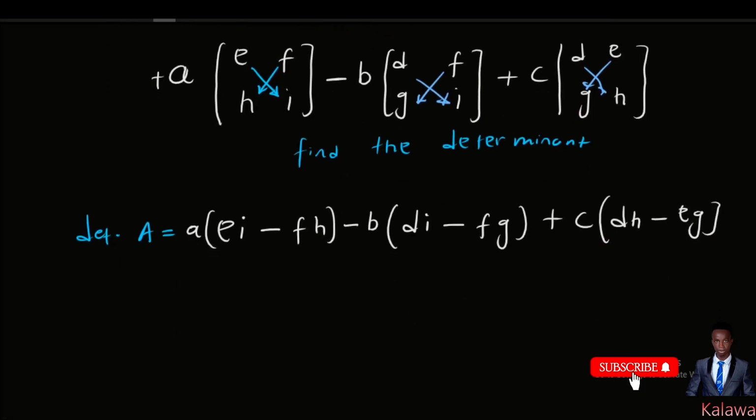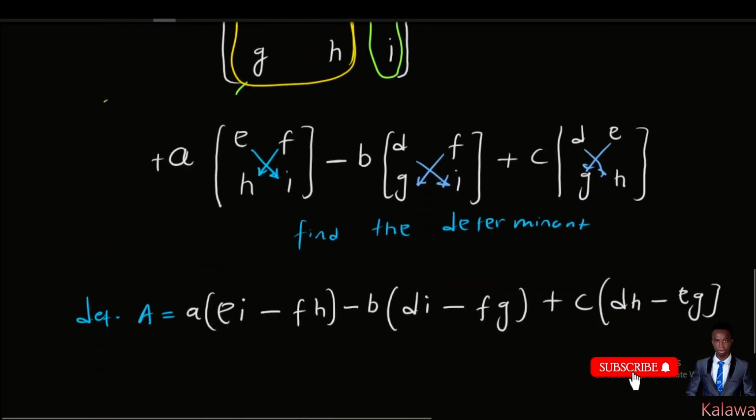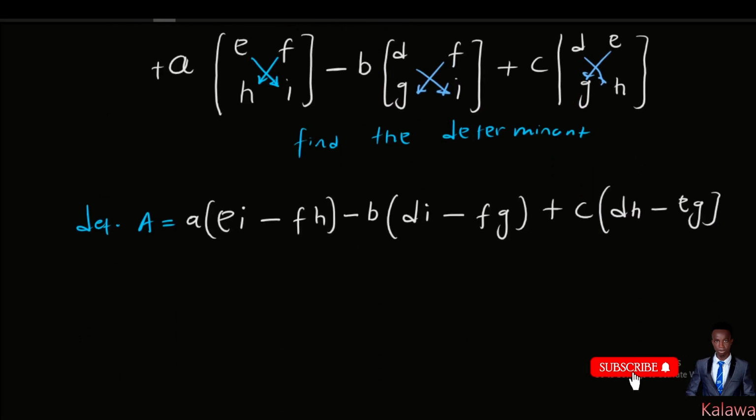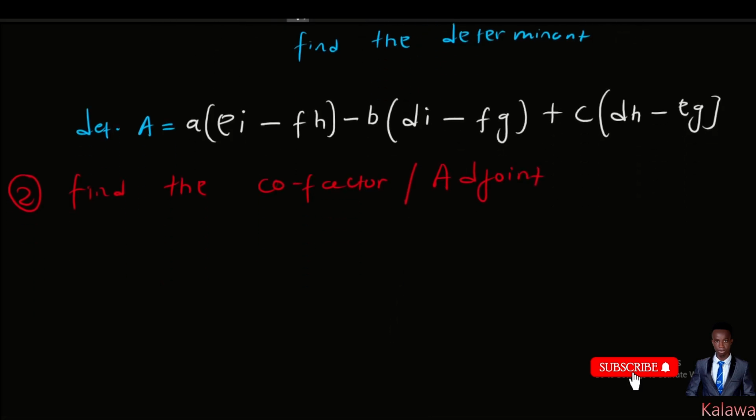So the second step now, we are going to determine the cofactor or the adjoint. Now, in determining the adjoint or the cofactor, there are steps you must follow. So this is step 2. We find the cofactor, or we call it the adjoint.